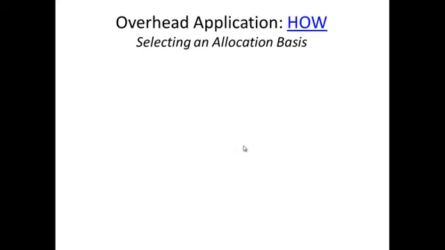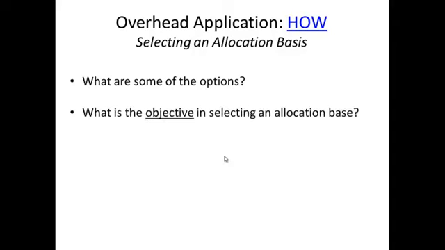So let's think about the how part of allocating overhead. Let's assume we've already decided what items we're going to treat as overhead, and so now we need to think about how we're going to go about allocating that overhead. And the first thing we have to decide is what we're going to use as the allocation base. What are some of the options? As we've already mentioned, some of the options are direct labor, direct material, quantity or direct material cost, really most anything that you can think of that you can measure for all of your products. Anything that those products consume that you want to use as the basis by which you're going to apportion the overhead across those different products.